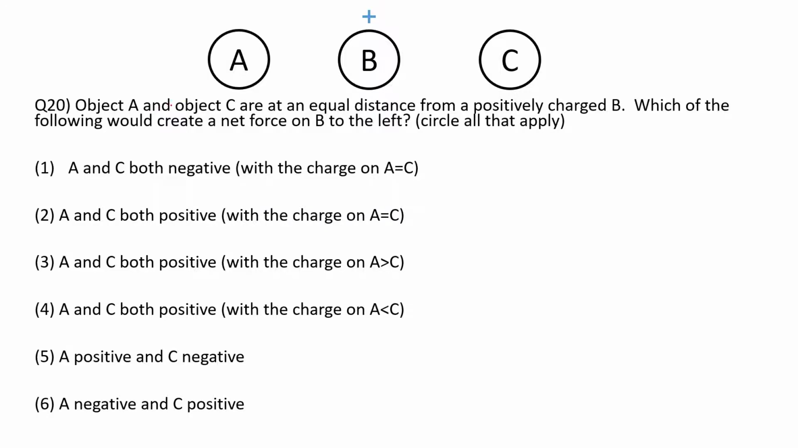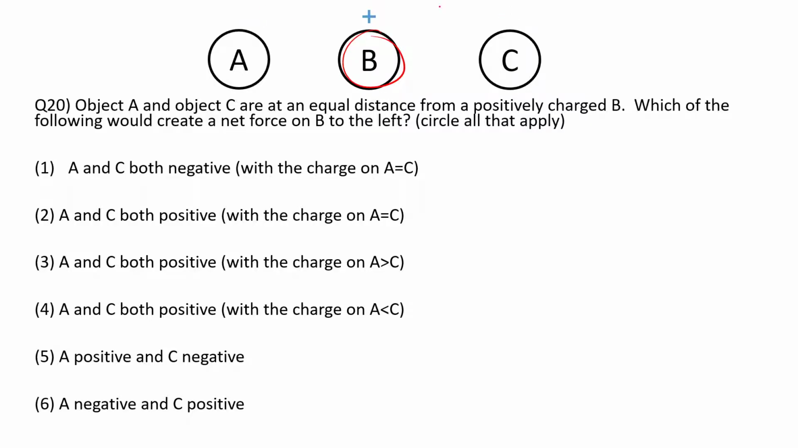Another question. Objects A and C are an equal distance from the positive charge B. Which of the following would create a net force on B to the left? So we want to find out which of these situations would cause B to want to go to the left. If A and C were both negative and equal to each other, B would not want to move because it would be equally forced both ways. So that's not going to happen.